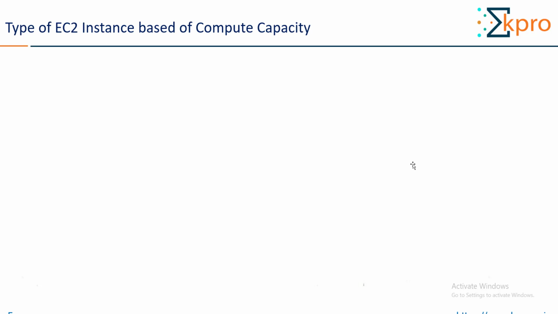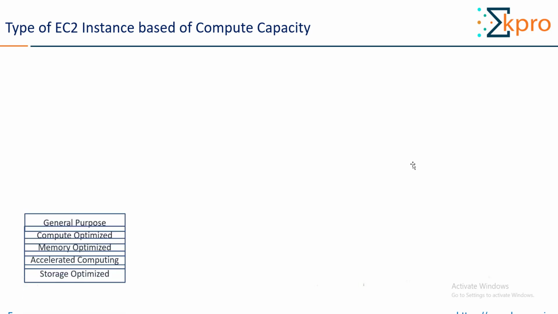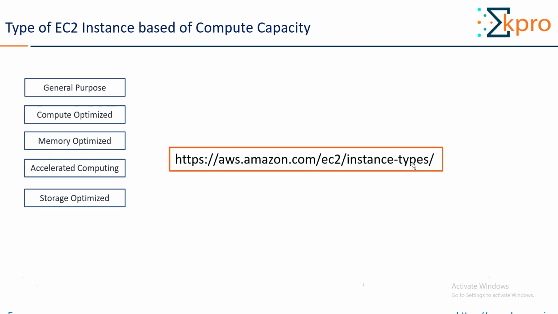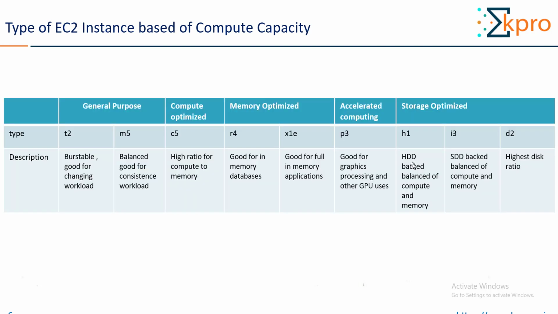So the EC2 instance has also been divided on the basis of compute capacity. These are general purpose, compute optimized, memory optimized, accelerated computing, and storage optimized. Whatever application is required, and whatever family or category you want to choose, you can choose, and according to that you can look for your instance compute category, and then you can go ahead. You can go to the AWS Amazon EC2 instance types page and you will get it in much detail. But on the next page I have taken out the gist of it.